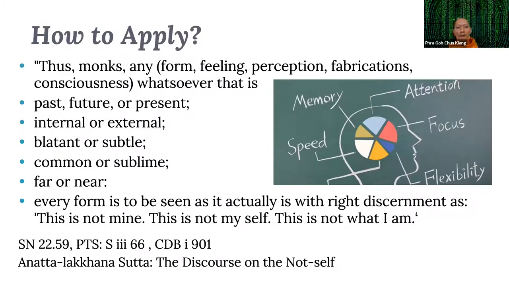Okay, so this is in theory. So how to apply with your various cognitive functions. You can find this in the Anatta Lakkhana Sutta, the discourse on non-self. This is the second discourse of the Buddha. What happened is, we have five aggregates, whatever past, future, or present.